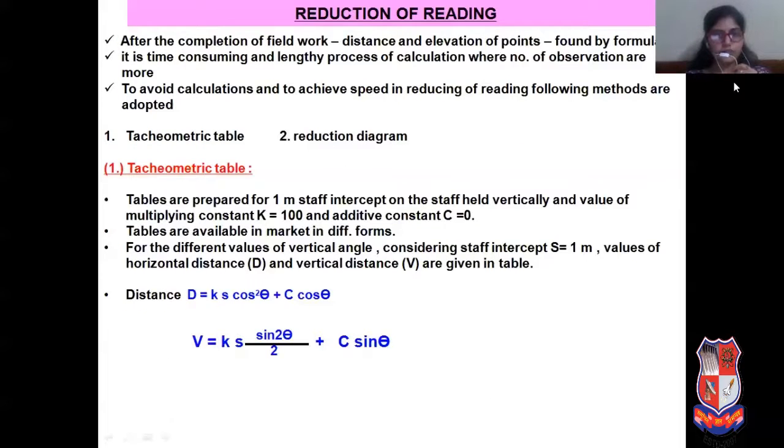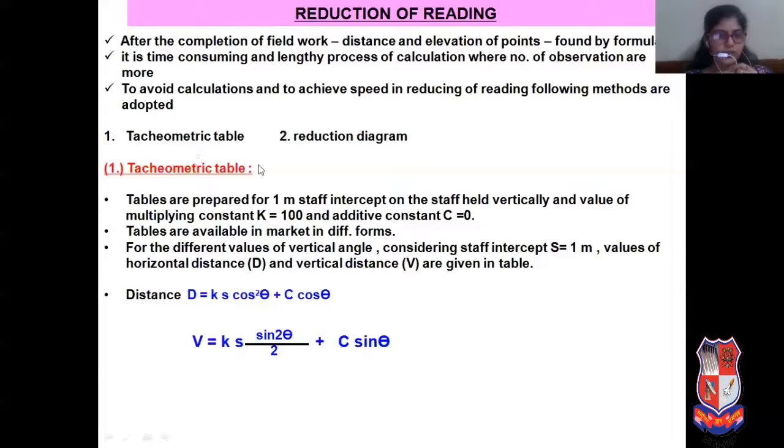After the completion of field work, distance and elevation of points found by formulas is a time consuming and lengthy process of calculation. The number of observations are more. To avoid calculations and achieve speed in reducing of readings, following methods are adopted. There are two methods. First one is tacheometric table and second one is reduction diagram.